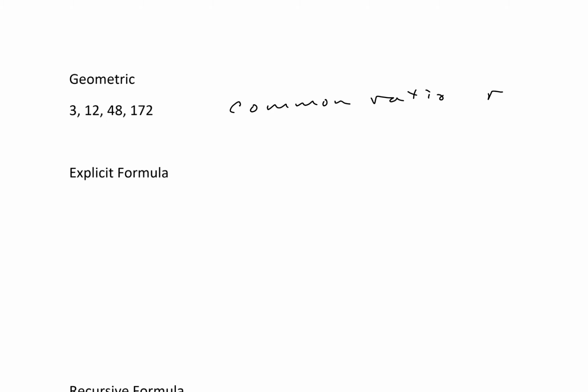and that's called r. So an explicit formula that would give you any term in the sequence, a sub n, is any term you're looking for, is the first term, a sub 1, times this common ratio raised to the n minus 1. So for this sequence, a sub n equals 3, because that's a sub 1, times 4, r equals 4, times 4 to the n minus 1.